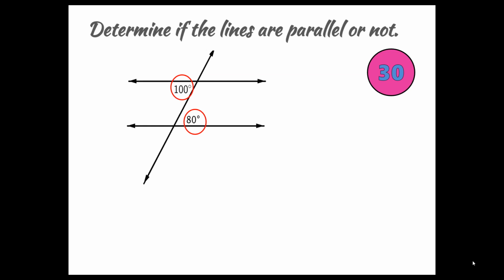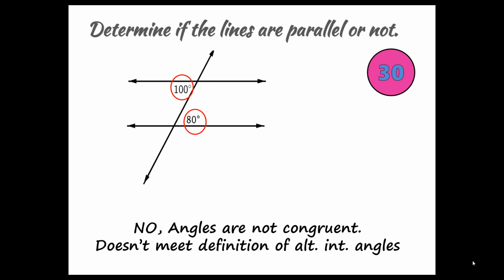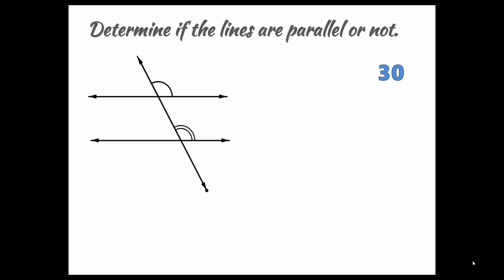All right, so right away you could see that we have two angles in the interior, 180. They look like they're alternating interior angles. However, they do not match. Alternating interior angles need to be congruent. So our lines are not parallel. They fail that definition of alternate interior angles. All right, next one.